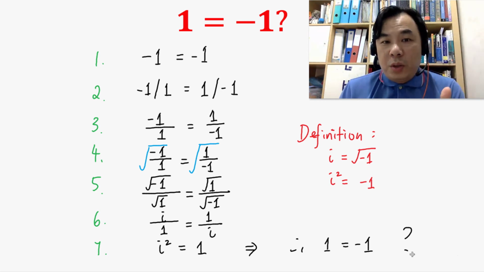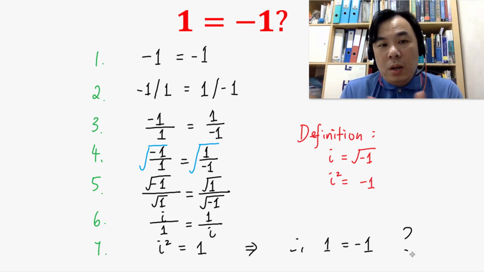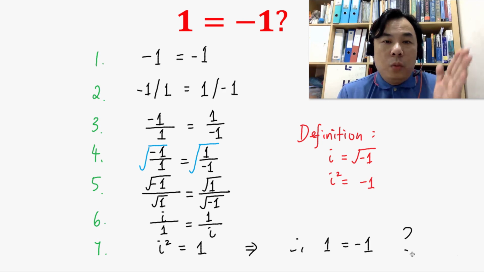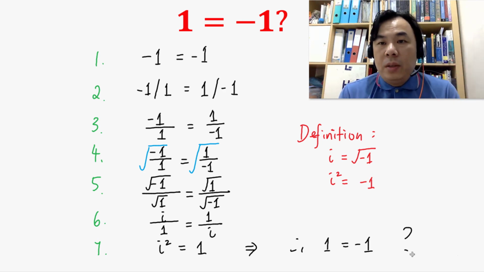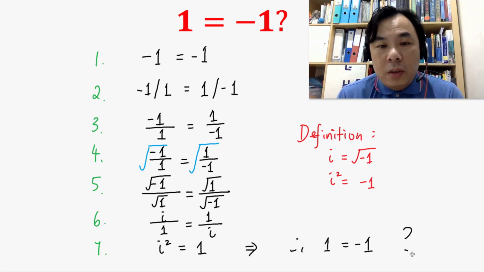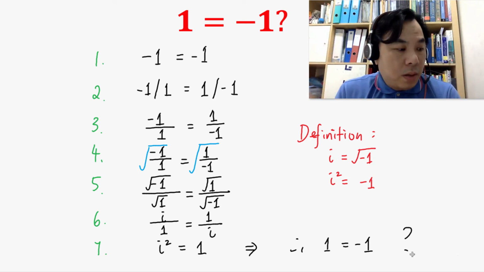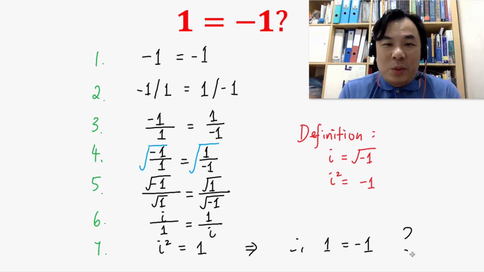So this is a task for you if you are interested to explore more. Try to identify which line, 1 to 7 here, contains the mathematical fallacy. Do drop your comments down if you'd like to explore more.